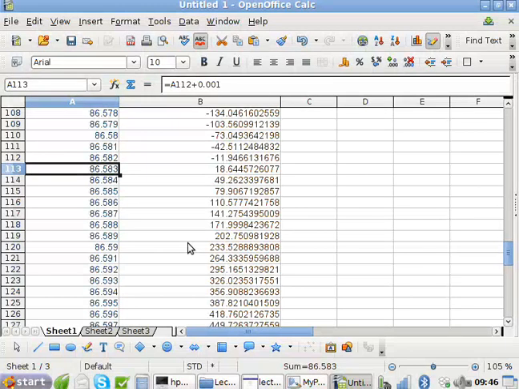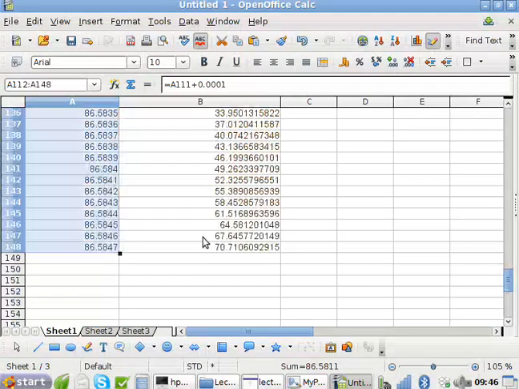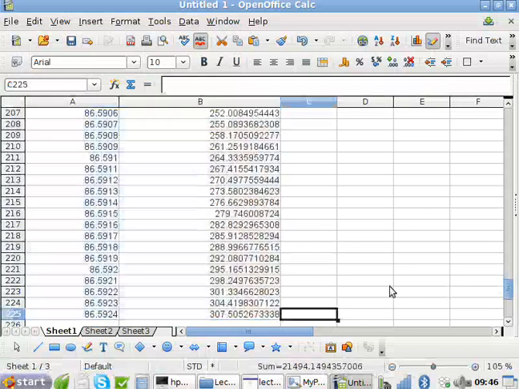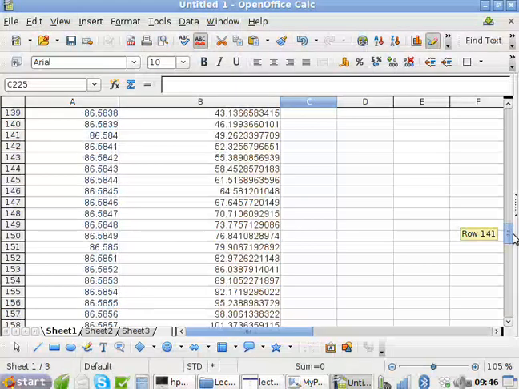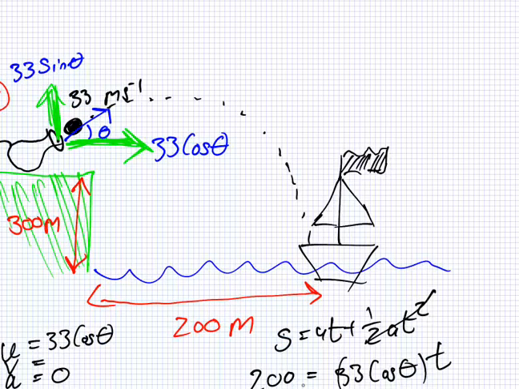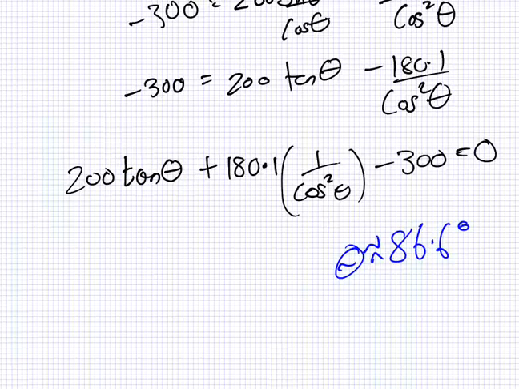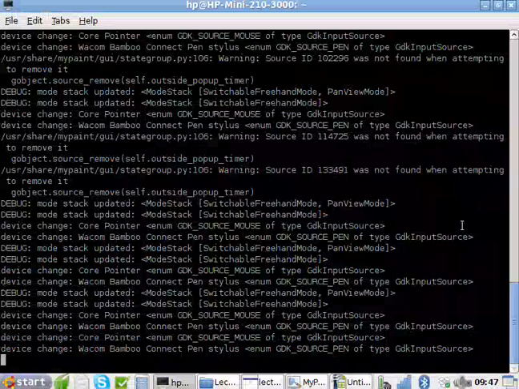Now I don't like the cos squared here. Well, actually, I'll just leave it like this. Minus 300. Does anyone know what sine over cos is? Tan. So we get 200 tan theta plus 180.1 times 1 over cos squared theta minus 300 equals 0. Now I don't need you to solve this. That's not what I ask you to do. I just set in the question to make the equation.